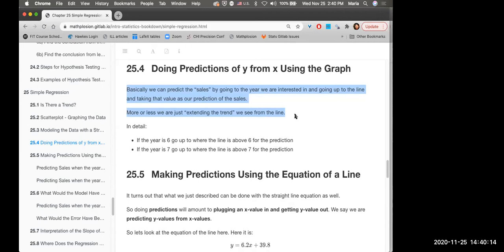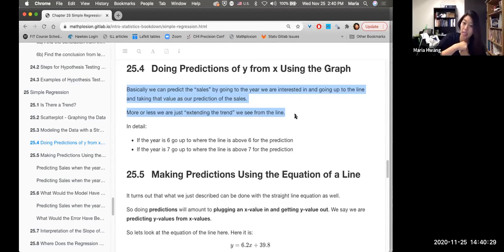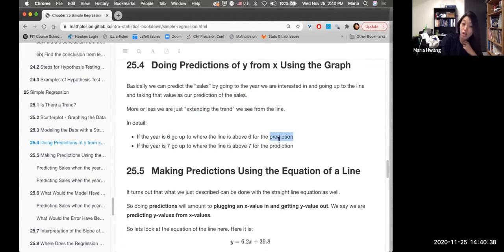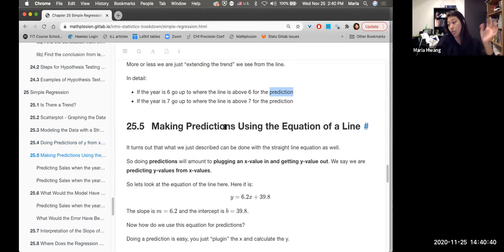Basically, we can predict the sales by going to the year we are interested in, going up to the line, and taking that value as our prediction of the sales. More or less, we are just extending the trend we see from the line. So we will plug in 6 for X, find our prediction for that year, and then do the same for 7, and you can keep going.